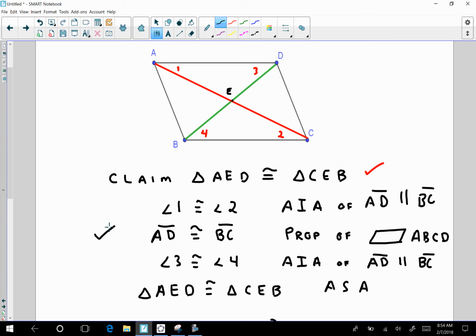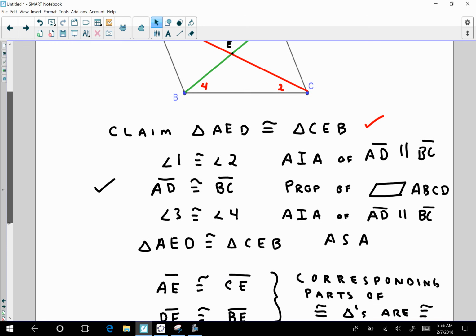Oh, and look what I have. Now I have triangle AED is indeed congruent to triangle CEB. Why? Because of angle, side, angle. I have two corresponding angles, 1 and 2 corresponding, I have CB and AD corresponding congruent, and I have 3 and 4 corresponding congruent. So this triangle AED is congruent to triangle CEB. That's huge. That's a very nice fact. Because now look what I can make.